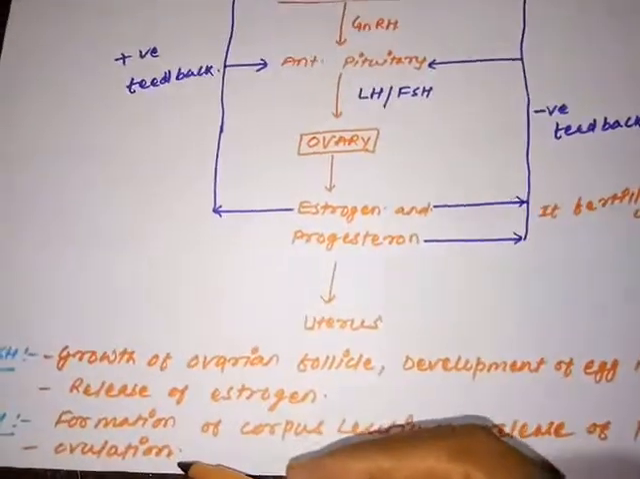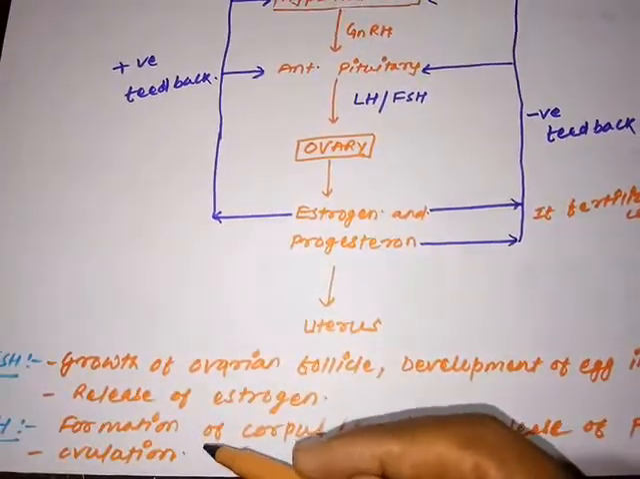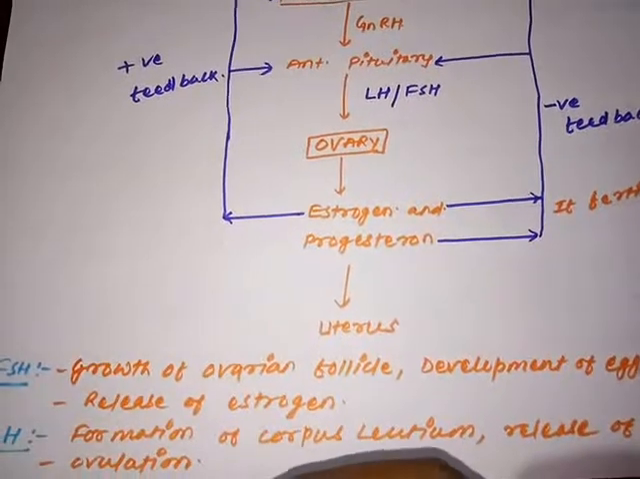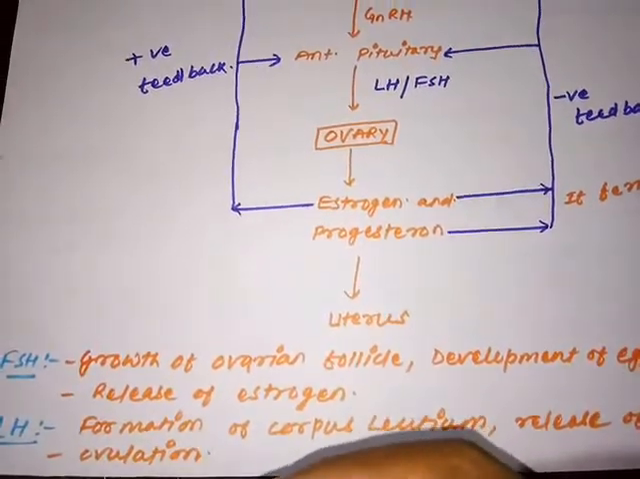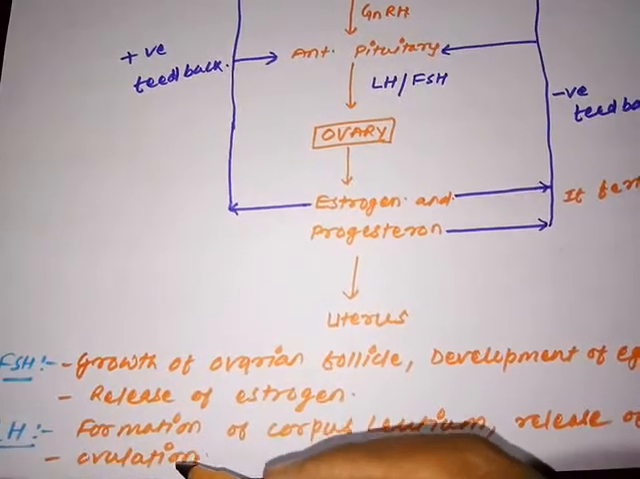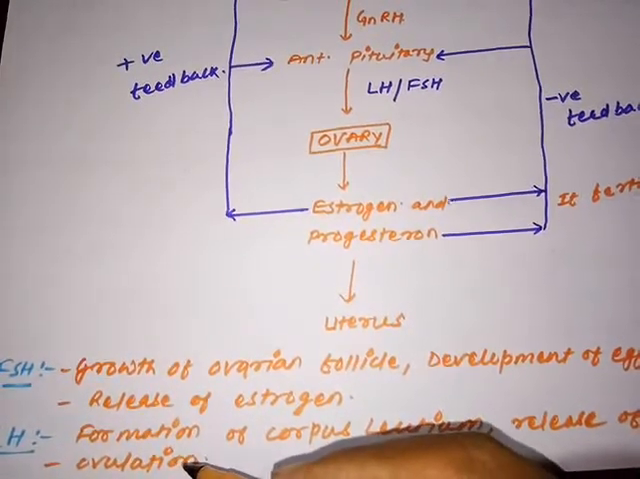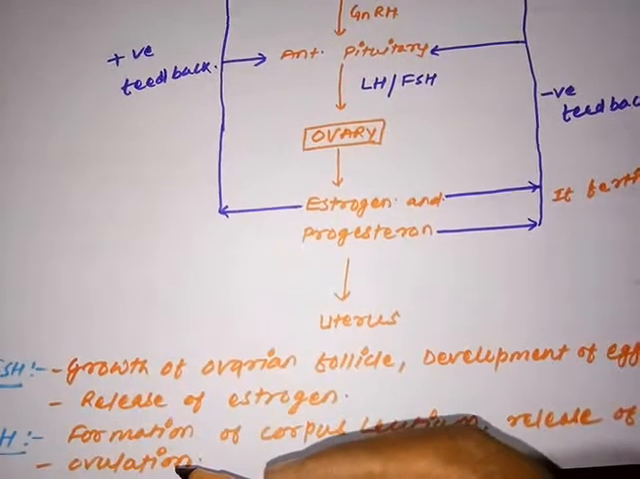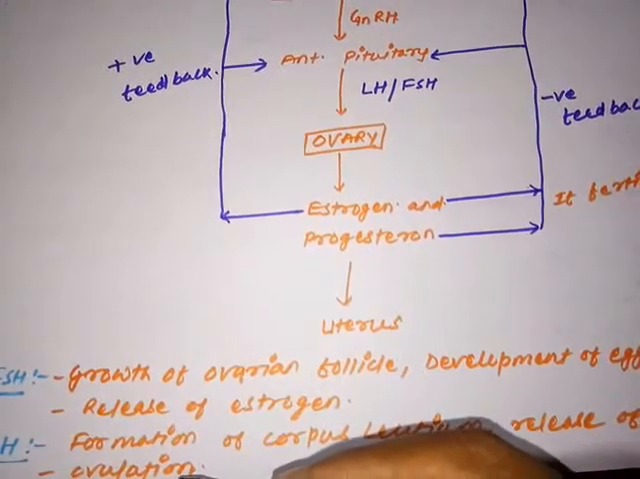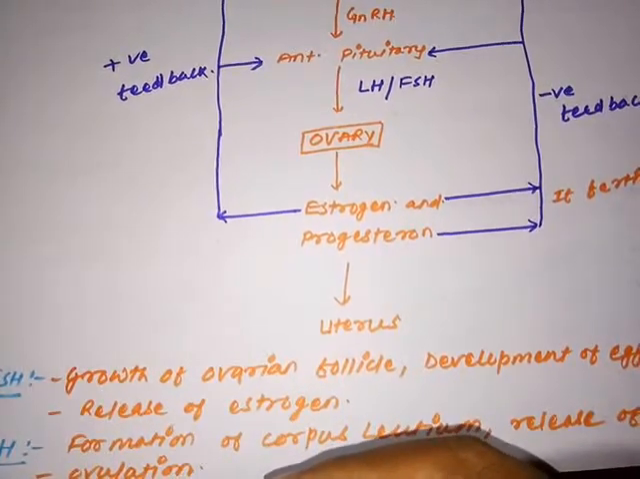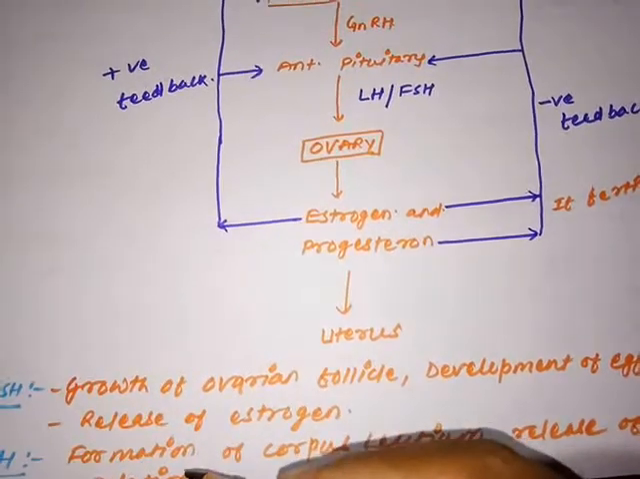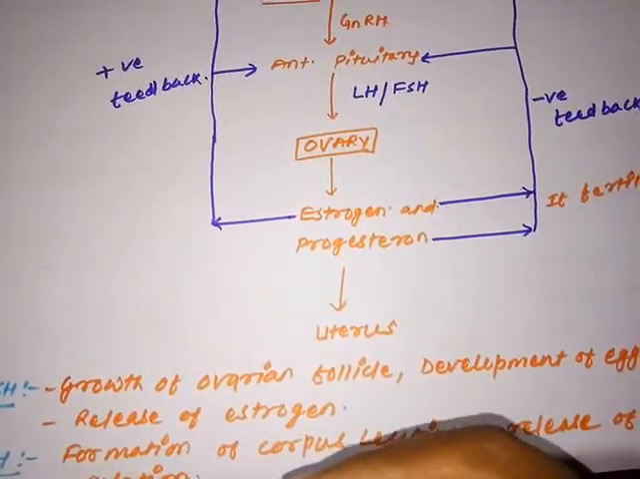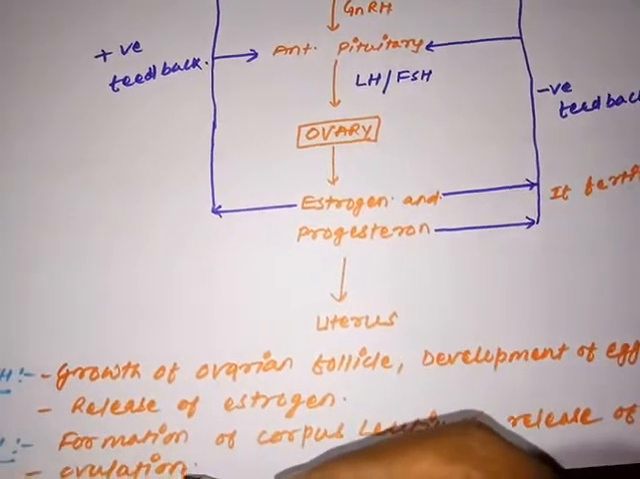One very important thing, on the 14th day of the menstrual cycle, the LH level is going to be higher again. Are you getting my point? On the 14th day of the menstrual cycle, suddenly the level of LH is going to rise. That event is known as the LH surge. Under the higher or peak level of LH, the oocyte is going to be released from the Graafian follicle. That is called ovulation.